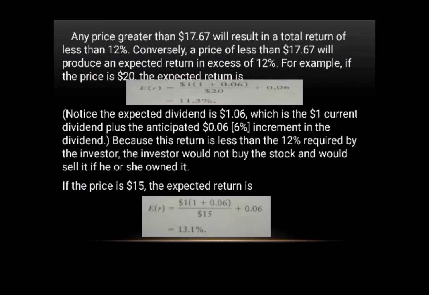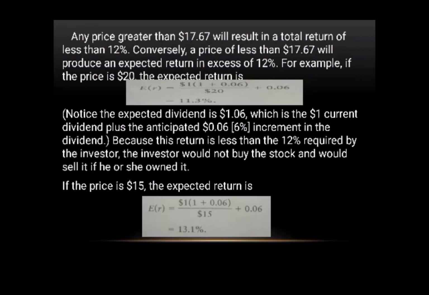$20, then plus 0.06. So the result is 11.3%. So, the $20 price gives an expected return of 11.3%.